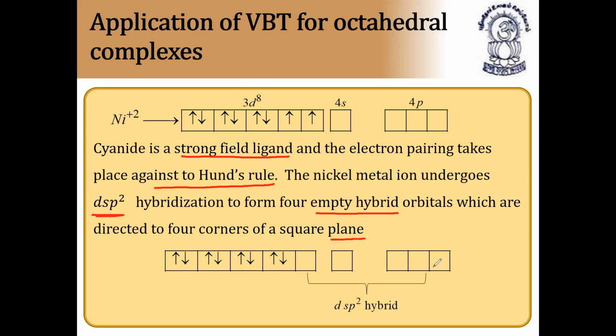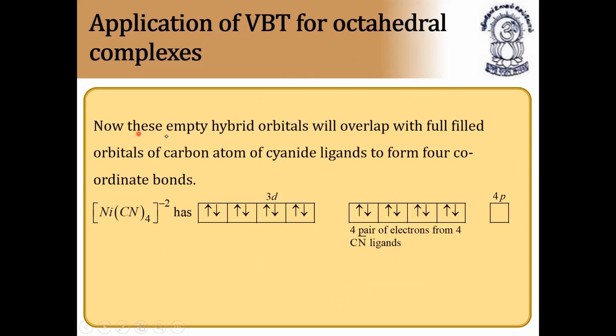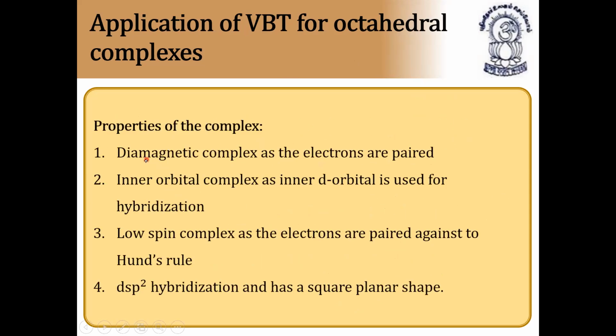So 1, 2, 3: in total here 1d, 1s and 2p orbitals. So dsp2 hybridization, which is going to form a square planar complex. Now these empty hybrid orbitals will overlap with filled orbitals of the carbon atom of the cyanide ligands to form 4 coordinate bonds. The d is completely filled, and 4 pairs of electrons from the 4 CN ligands will also be completely filled. Since all are paired, it is a diamagnetic complex, as the electrons are paired. It is an inner orbital complex as inner d orbitals are used for hybridization. Whenever d electrons are involved, it is an inner orbital complex.